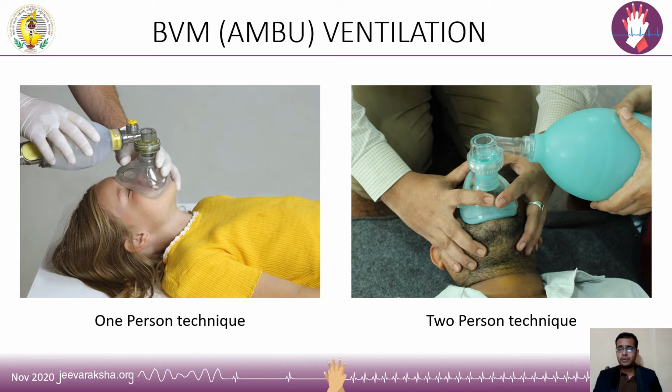In that situation you can do the two-person technique, where in both the hands you're going to do the C and E technique. The C forms the tight seal, and the E fingers of both hands will be placed on the mandible, maintaining the airway. The second rescuer will bag mask at the rates which I'm going to discuss in the next slide. So this is called the two-person technique, and you can use either the one-person or the two-person technique.